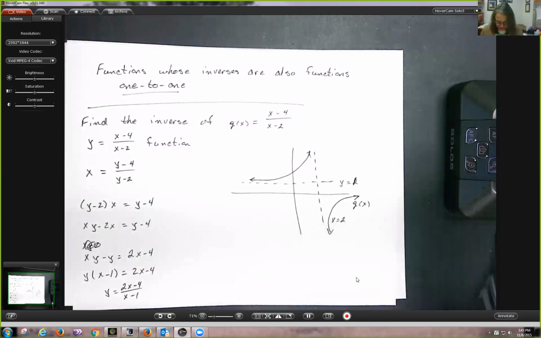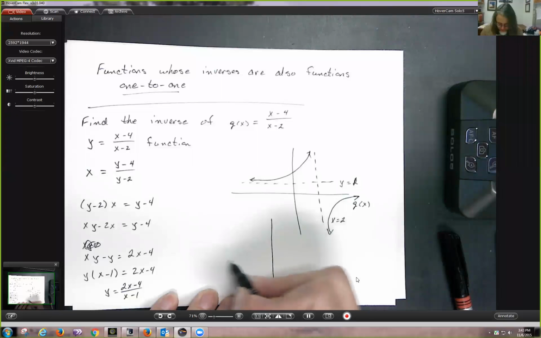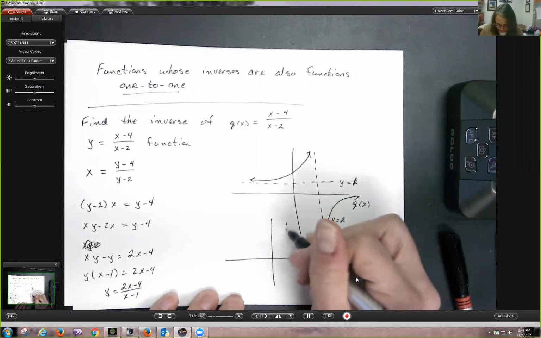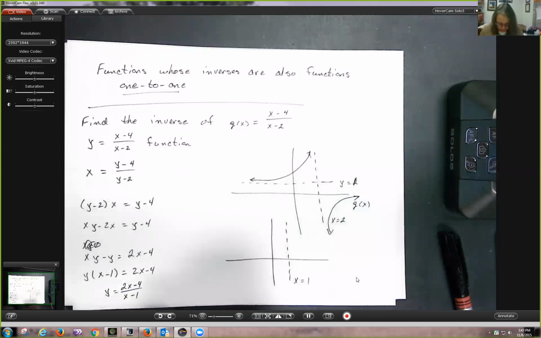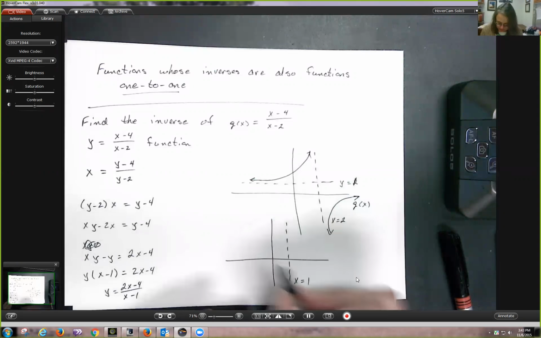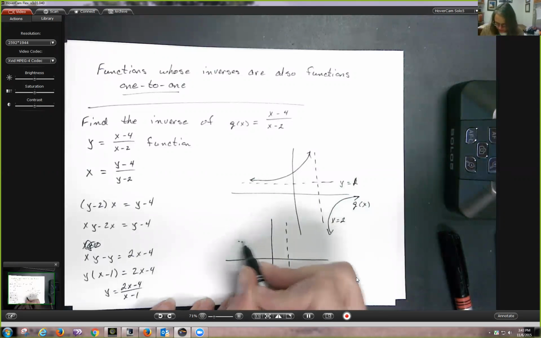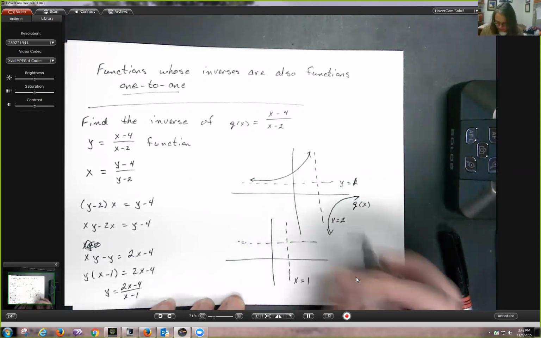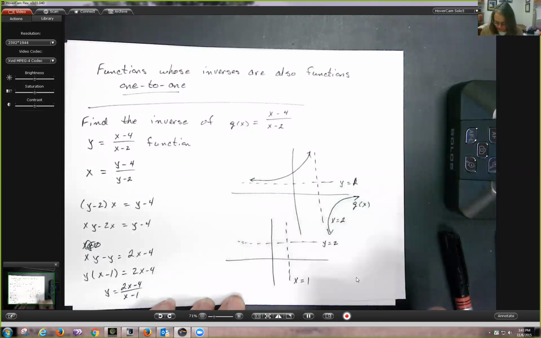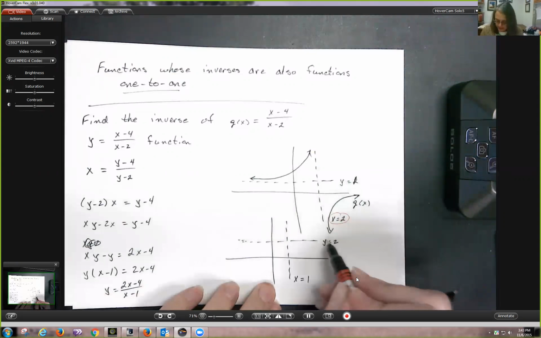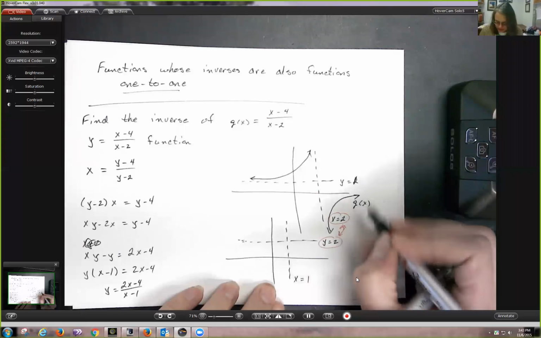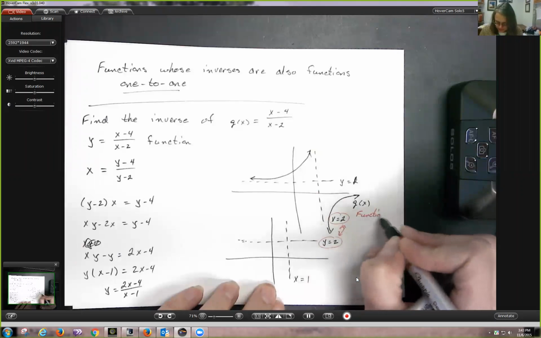Okay, let's think about this guy for a minute. He has a vertical asymptote at x equals 1. The horizontal asymptote, because the degrees are equal, is at the ratio of the leading coefficients. So we got a horizontal asymptote at y equals 2. Okay, so here's what I want you to notice. We've got an x equals 2 and a y equals 2. This one's the function. This is the inverse.